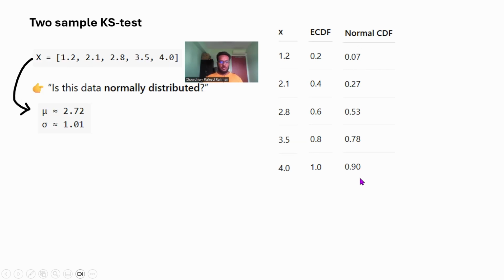So you have these values right here for these different x's. And now the difference is this, right? So D equals 0.13, and there are n equal to 5 samples. Based on these things, you can get the p-value. And as before, if the p-value is less than 0.05, then the data distribution and the normal distribution are significantly different, right?